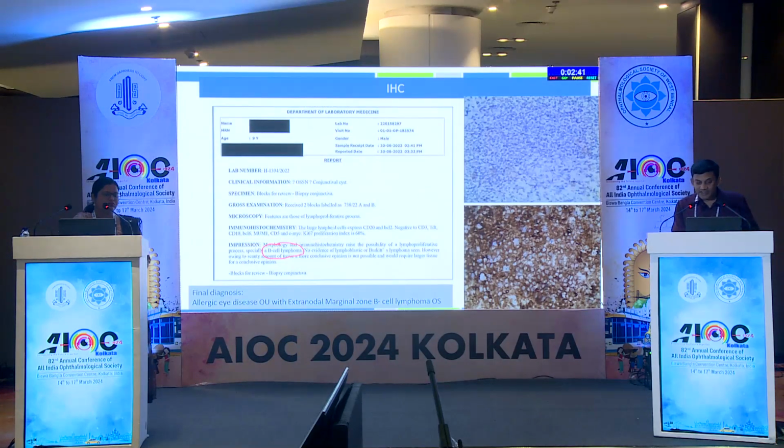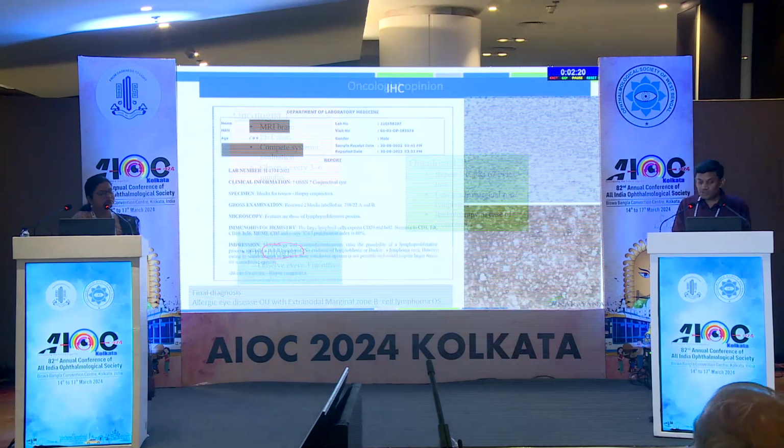So this was the IHC report. I think Shruti will be discussing it later. It came as B-cell lymphoma. For clinicians, all this is like Greek and Latin. I cannot make this out, so I have a pathologist at home who makes it simple for me. So the final diagnosis was allergic eye disease with extranodal marginal zone B-cell lymphoma in the left eye.